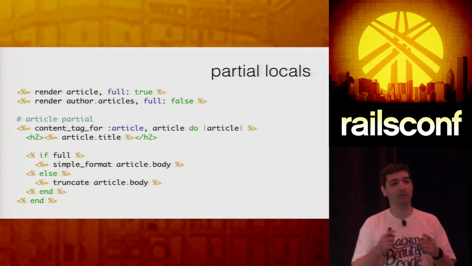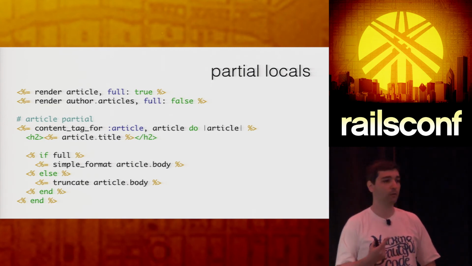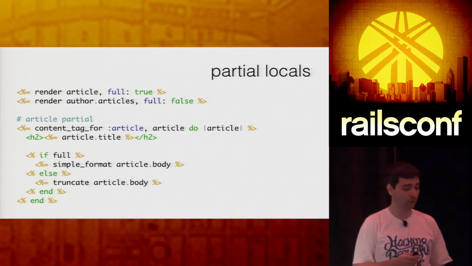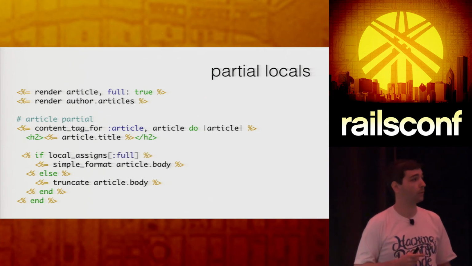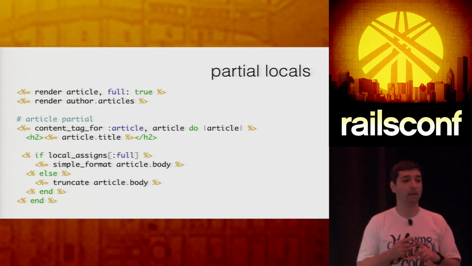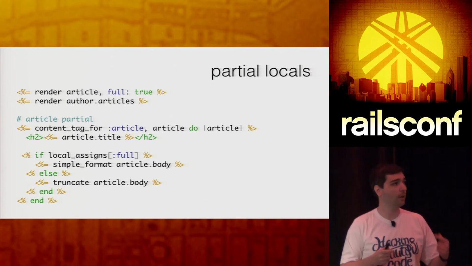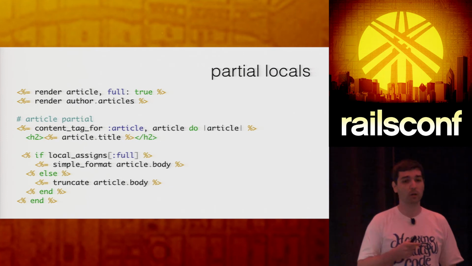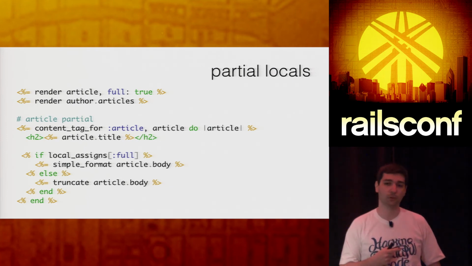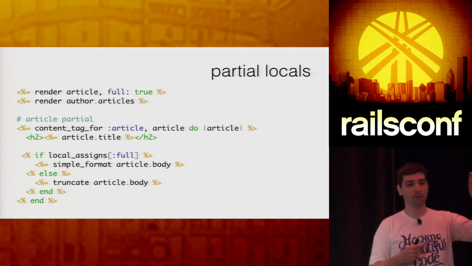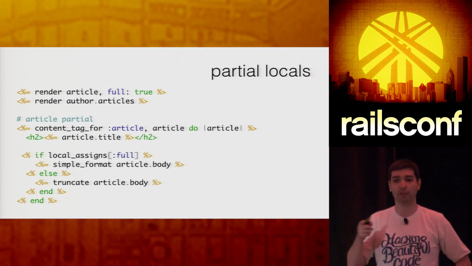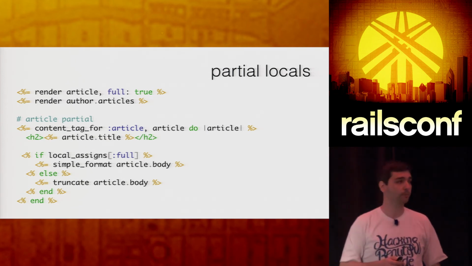The problem is that if you have a lot of places that use the partial, you have to always pass in the full variable, right? You may not want to do that. So you can use partial locals. The local_assigns method is actually a hash that you have in your partials, in your views. And you can verify which locals were passed to your partials. So instead of always passing the full local, you can just use the local_assigns hash and check if the full value is passed, right?